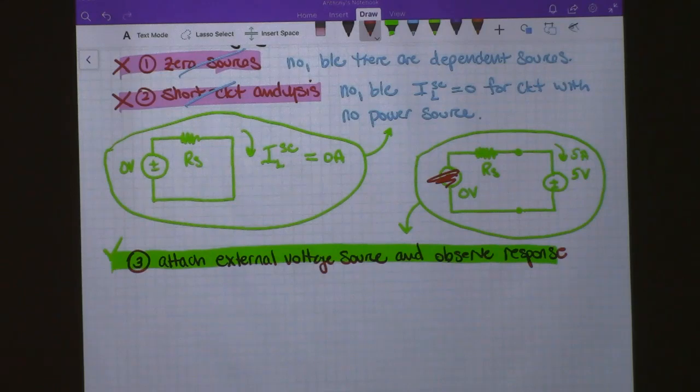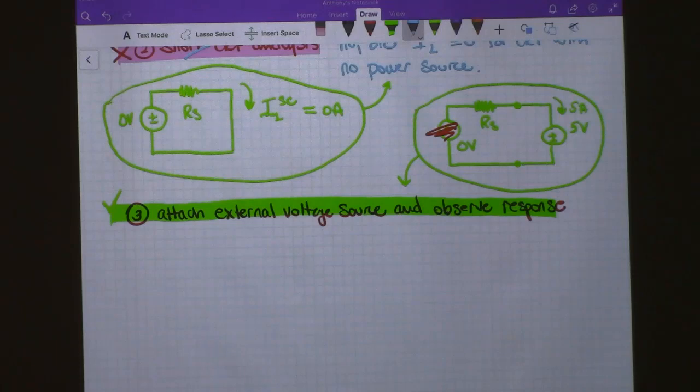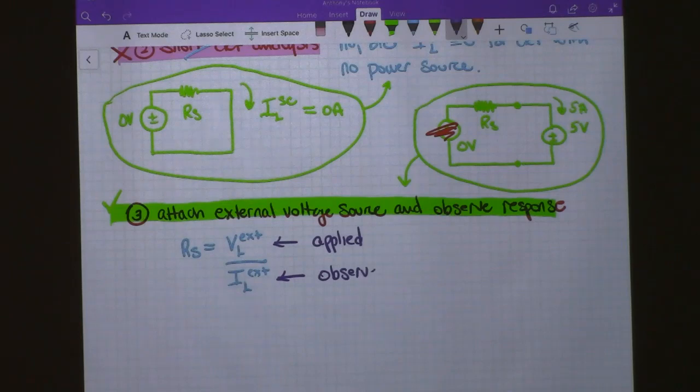Okay, so that's how we're going to get around this. We're going to attach an external source and observe the response, and we're going to calculate it where RS will be equal to whatever the VL external is that we attach divided by the IL external that we observe. This is applied, and this is going to be observed. Or, since we're doing it using math, you could also say it's observed or calculated.